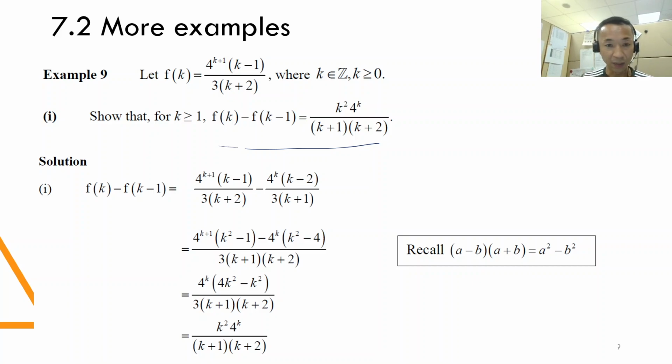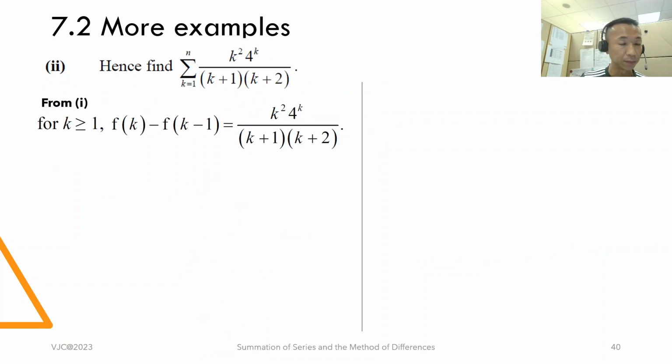Okay, suppose you've shown it. Go through the algebraic manipulation. I don't think it's difficult. I want to focus on part 2 and part 3 now. Right, let's take a look at part 2. Hence, find this.